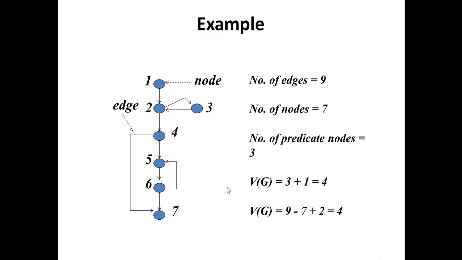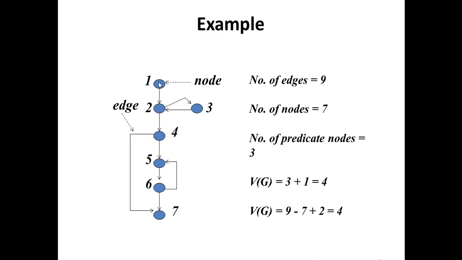So just calculate how many edges we have. We have a total of 9 edges and a total of 7 nodes. So 9 minus 7 plus 2 is equal to 4. This 4 is nothing but the number of independent paths that we have in this particular graph. Now we will explore which are these 4 different paths.